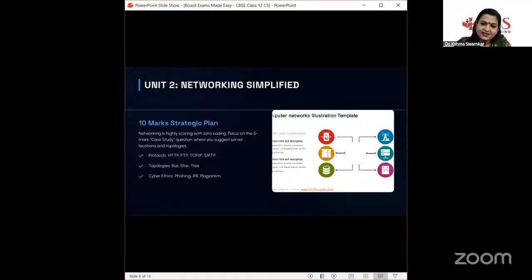Now, coming to the second part. What is the second part? That is networking. This unit will hold about 10 marks. When we are talking about networking, it is comprised of 10 marks, and it is purely theory questions.